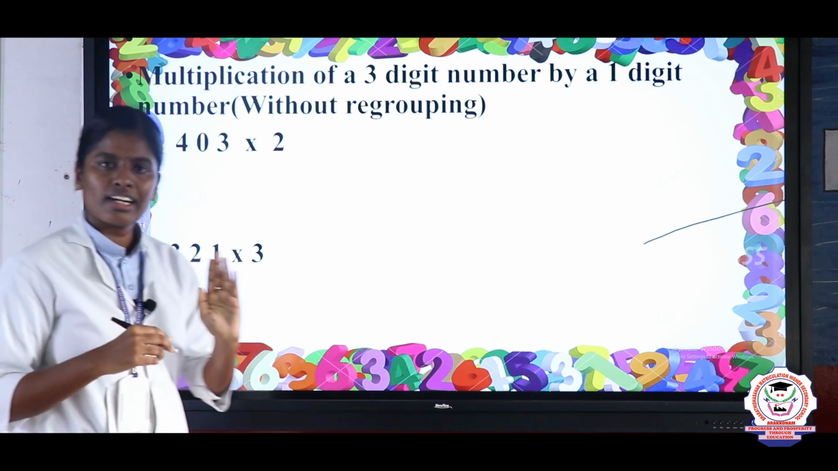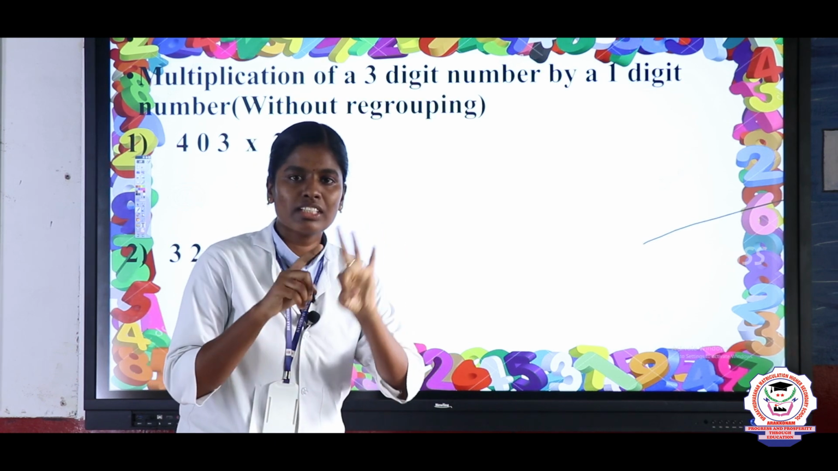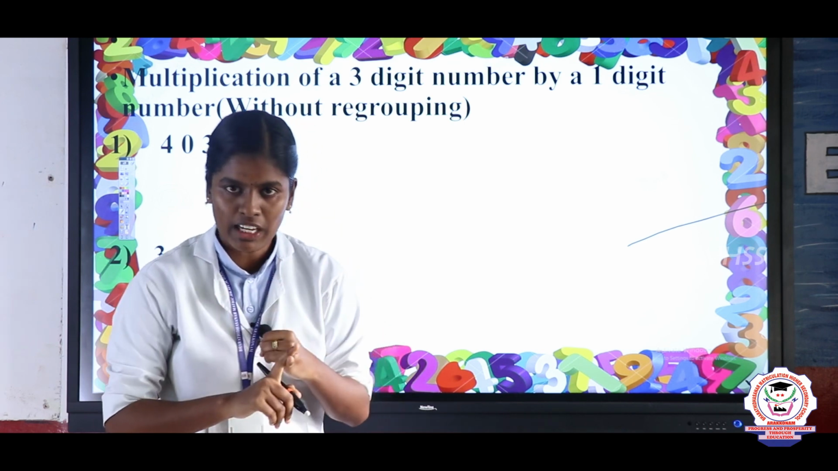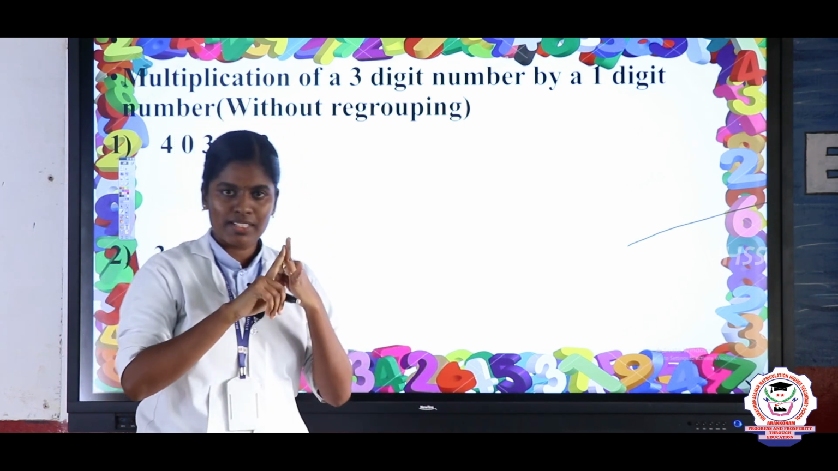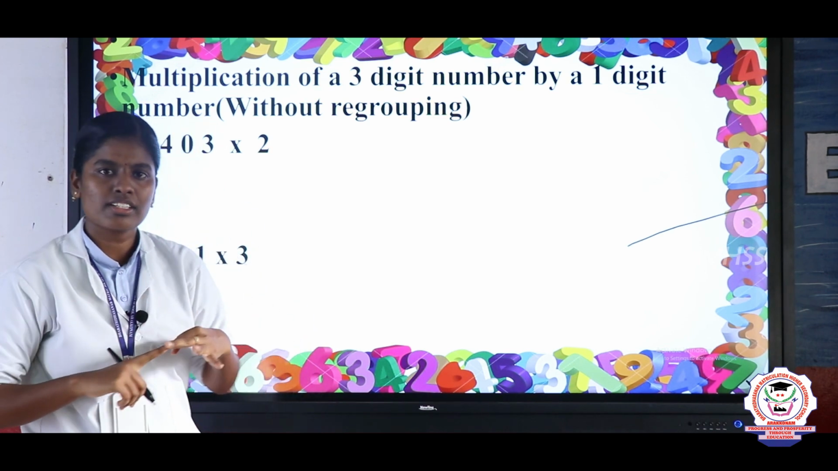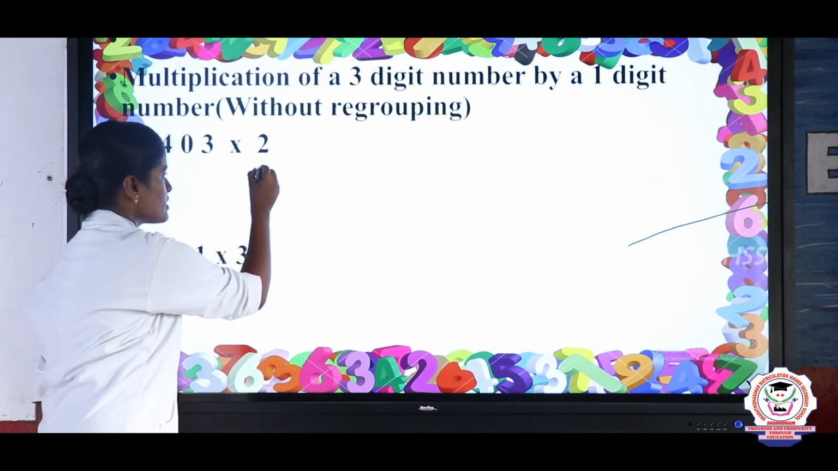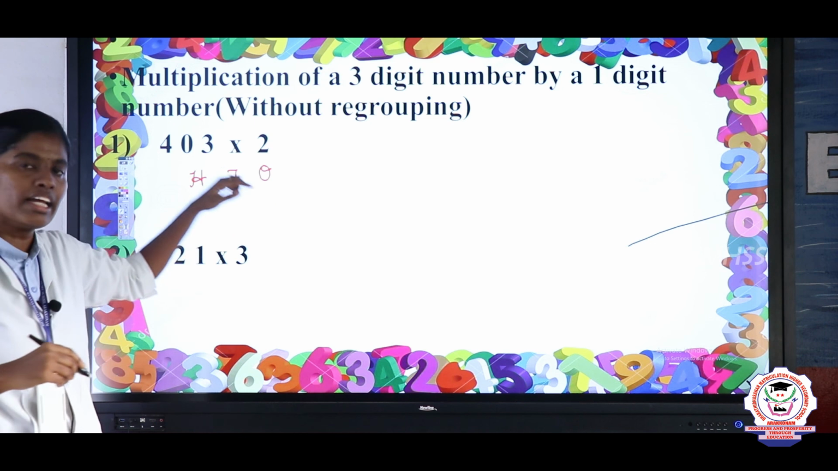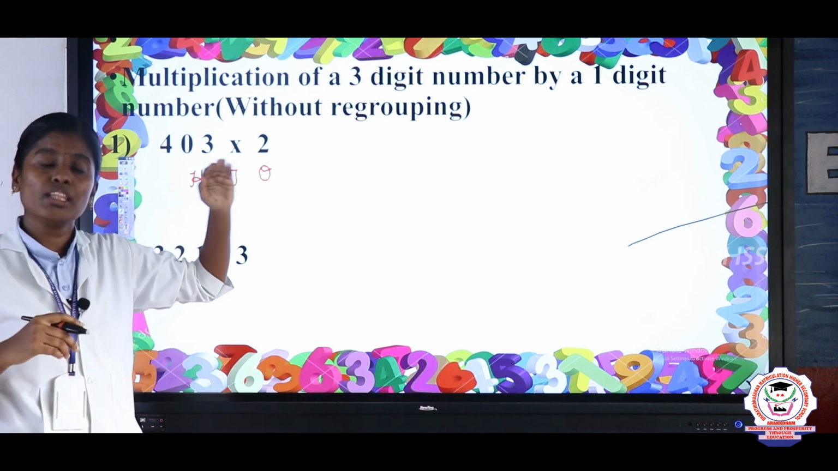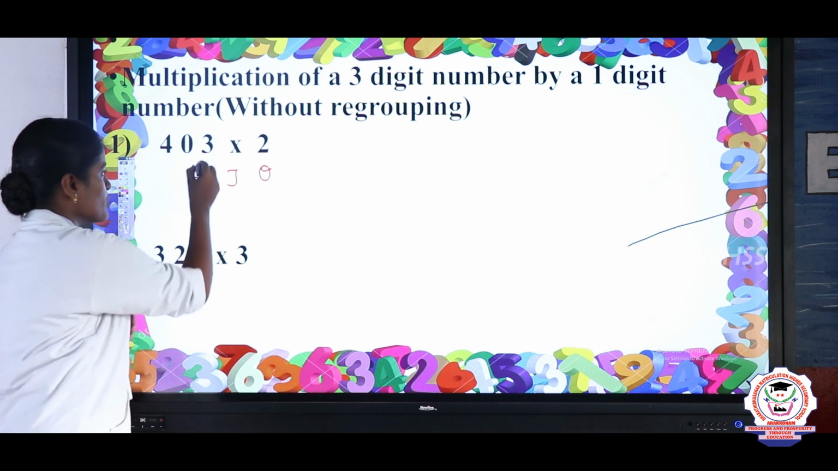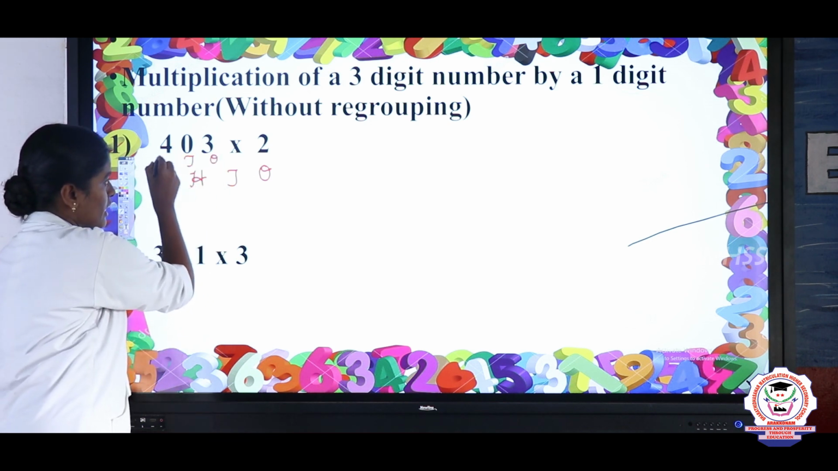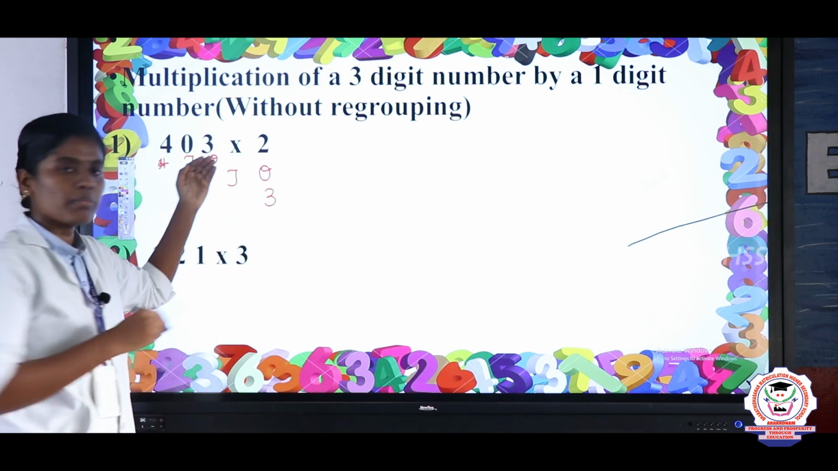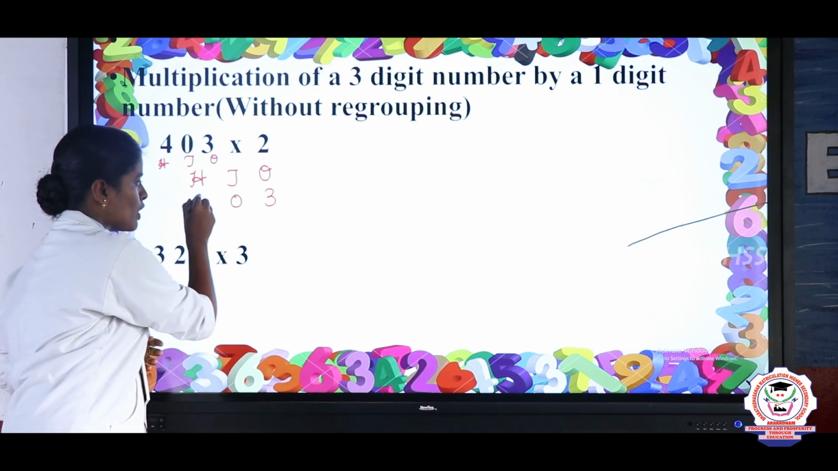So take 403 multiplied by 2. Here we have a 3-digit number, that is ones, tens, hundreds. First you will write the place values. What is the first place value? The first place value is ones, the second place value is tens, the third place value is hundreds. So write the place values ones, tens and finally hundreds. Here the ones place value is 3, the tens place value is 0 and the hundreds place value is 4. So now you take and write the number.